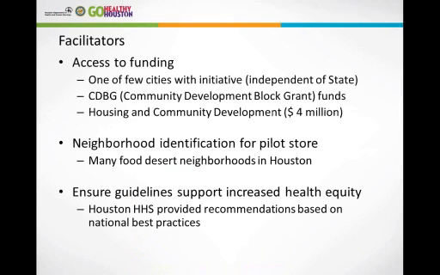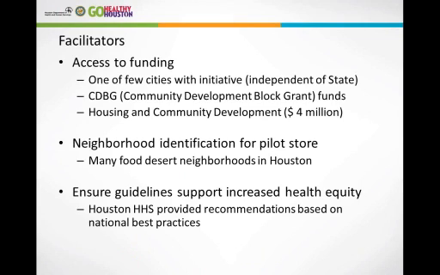So the major facilitators to implementing this initiative were finding access to funding. We are one of the few cities in the U.S. with an initiative independent of the state. New Orleans is the other city I'm aware of with an independent initiative. And we were able to find funding through community development block grant funds through the U.S. Department of Housing and Urban Development.